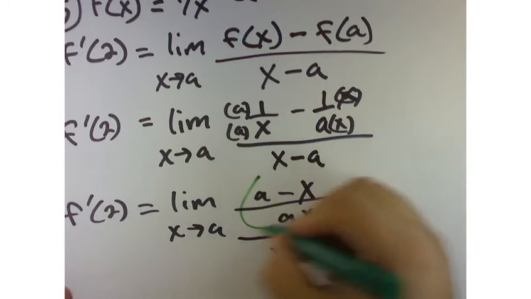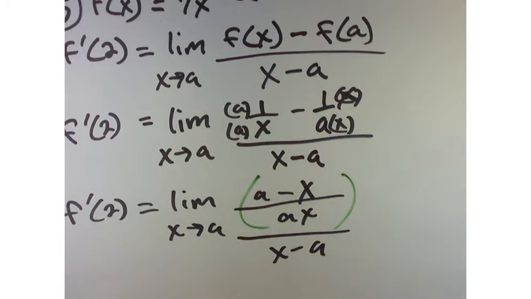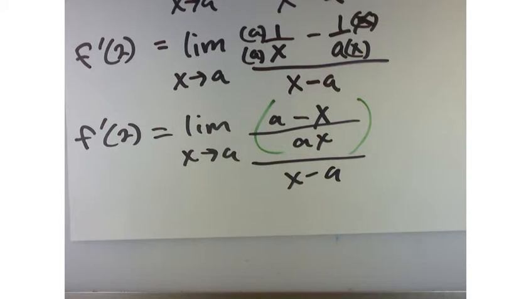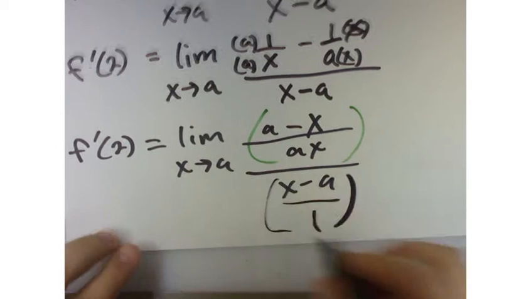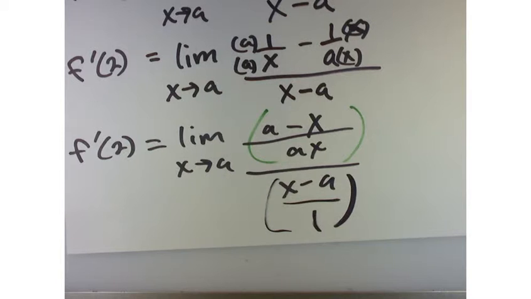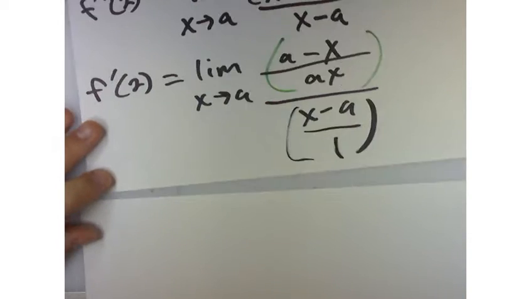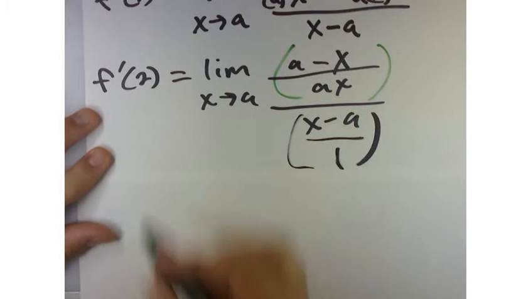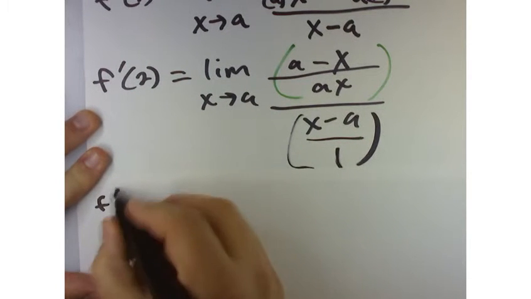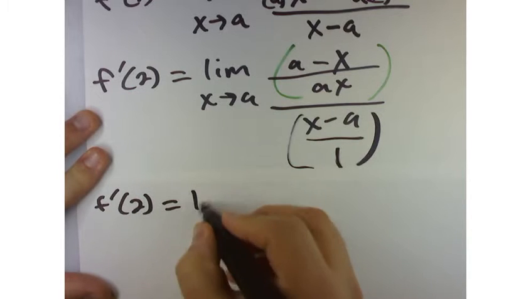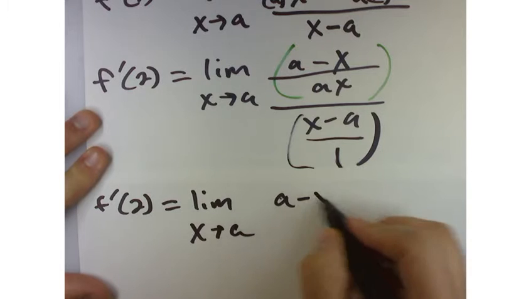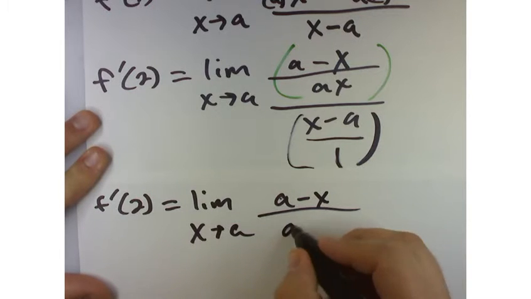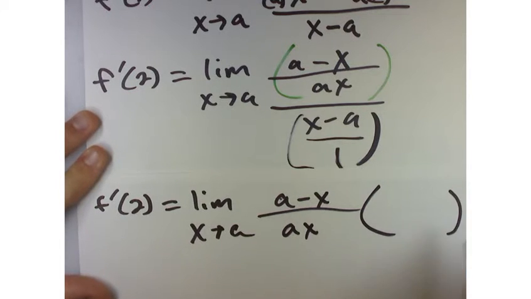So this is the numerator, and this is the denominator. Now there's a little trick we could do: I could write this over 1, right? And so now I'm taking a fraction and dividing by a fraction, so what is that really? What do I do in the next step? I can multiply by the reciprocal. So if I say f prime of 2 is equal to the limit as x approaches a, now I've got a minus x all over ax, and then I multiply by the reciprocal.